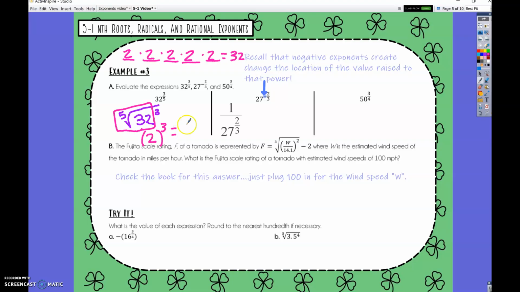Well, 2 times 2 is 4, times 2 is 8. You can use a calculator for this, but you're going to be expected to show your work on how you broke these down. So use your calculator to check, but we want the exact answer in your work.